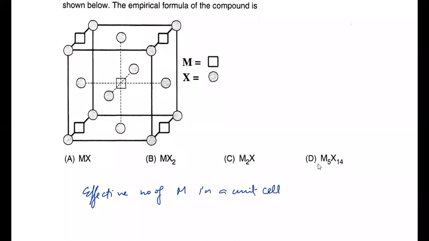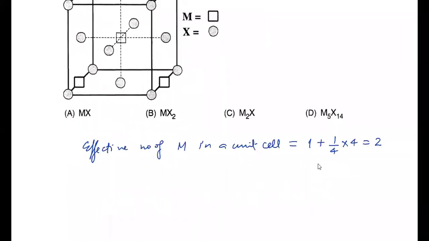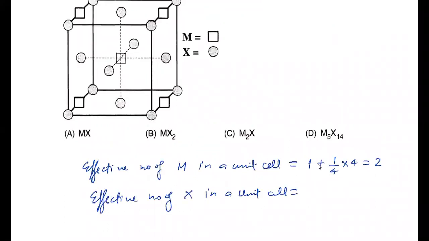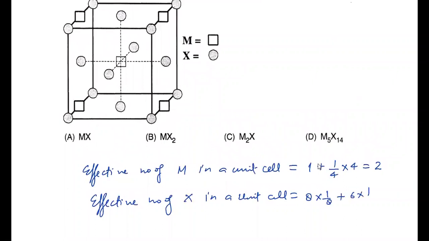is equal to 1 contribution from body center and 1 by 4 contribution of 4 edge centers. So this effective number is 2. And now you'll see that X is present at all the corners along with the face centers. So effective number of X in a unit cell is equal to, so total 8 corners with a contribution of 1 by 8 plus 6 face centers with a contribution of 1 by 2. So the effective number is 4.